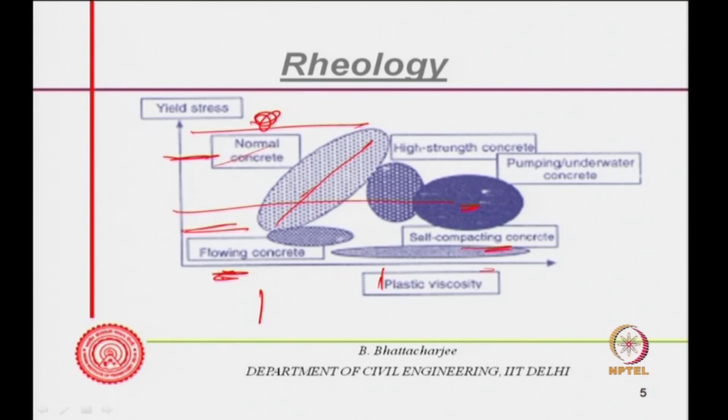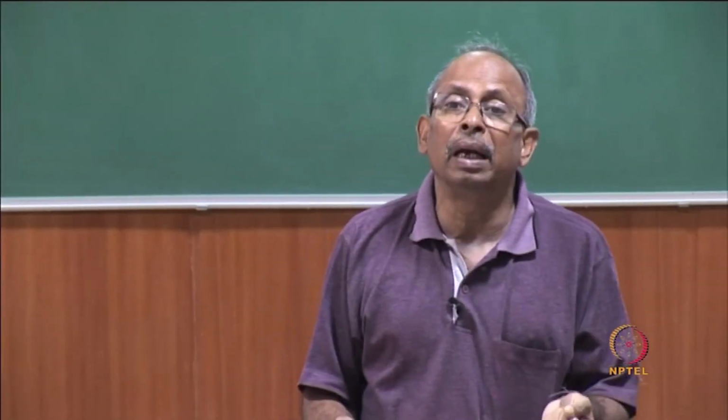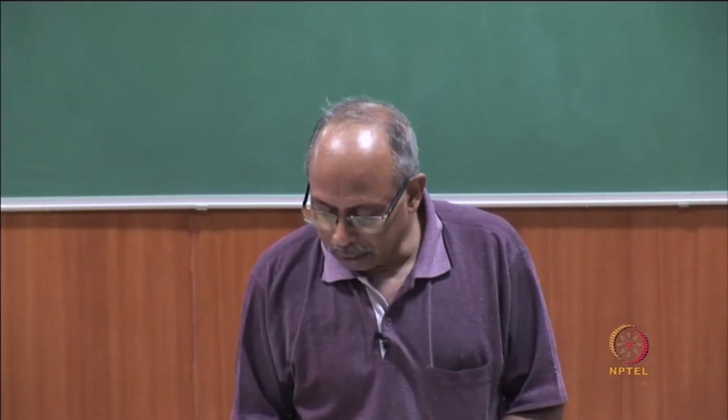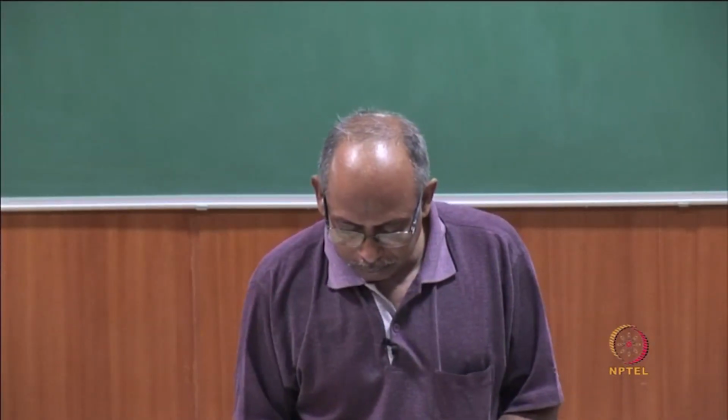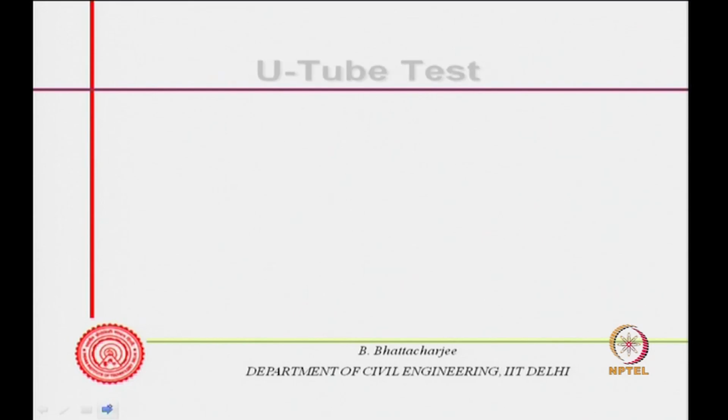Now self compacting concrete is somewhere here, like flowing concrete. So, very little yield shear stress and viscosity ranges from here to there. So, that is where, in the rheological scenario, self compacting concrete's location is somewhere there. It should have very little yield shear stress, and should flow straight away. So, that is self compacting concrete. It lies here somewhere, all right.